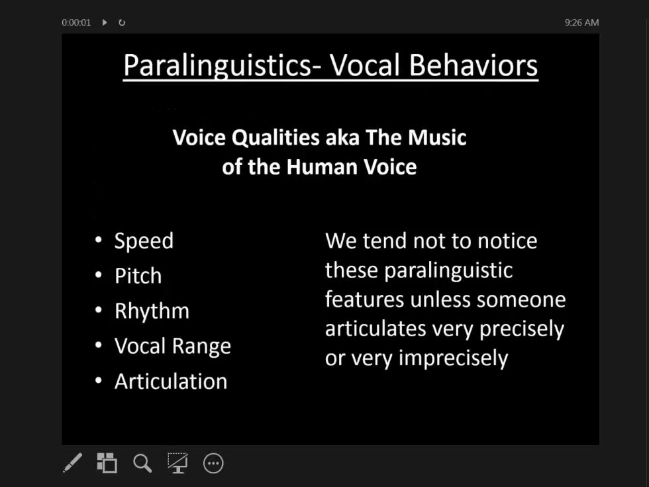Paralinguistics, vocal behaviors. Vocal qualities, aka the music of the human voice, include speed, pitch, rhythm, vocal range, and articulation. We tend not to notice these paralinguistic features unless someone articulates very precisely or very imprecisely.